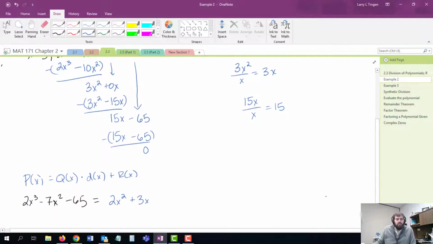Plus 15? Yeah, plus 15. Times the divisor. And the divisor was x minus 5. And the remainder is 0.